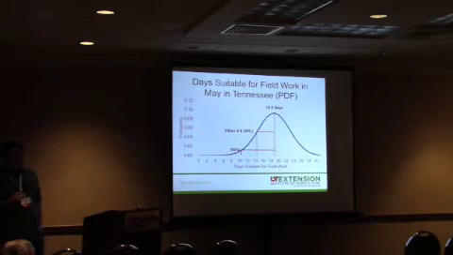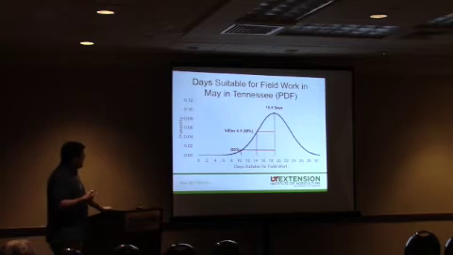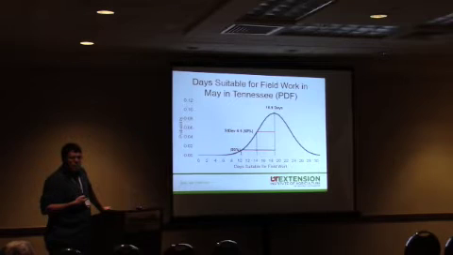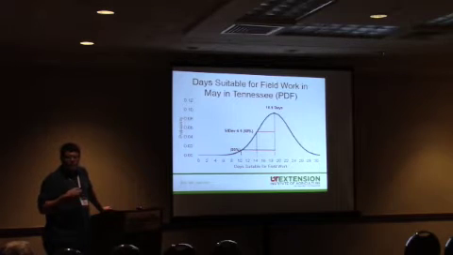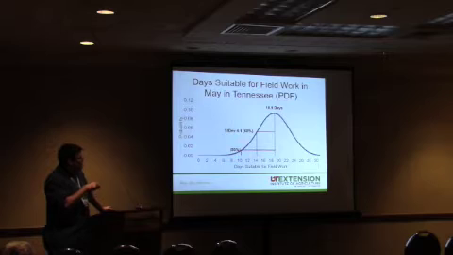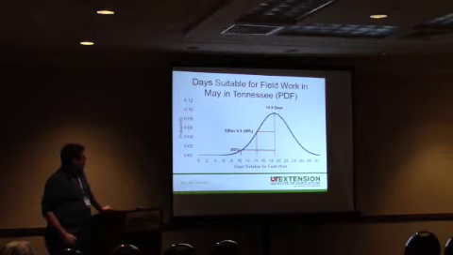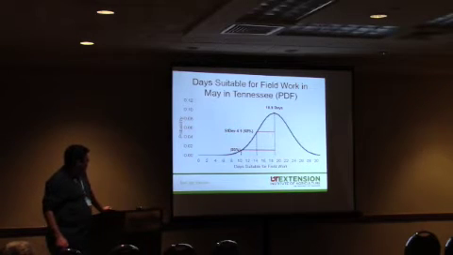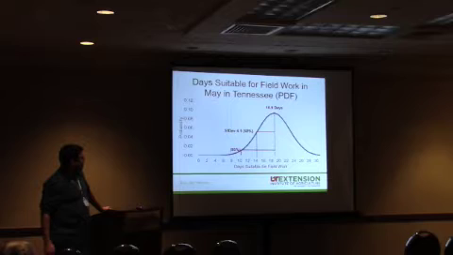If you look at Tennessee, this is for May, looking at some cotton data. We typically have about 18.9 days, on average in May out of 31, where we can have days suitable for field work. There's a standard deviation of 4.1 days. That means 95% of the time, you're going to have more than 10.1.